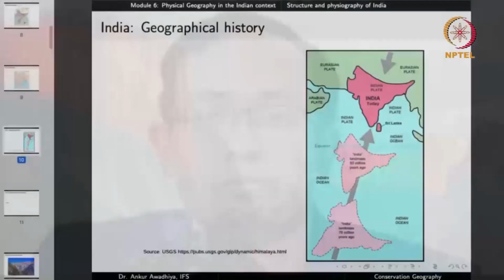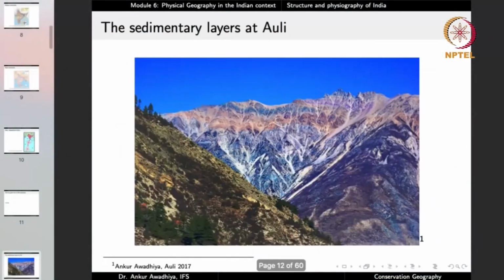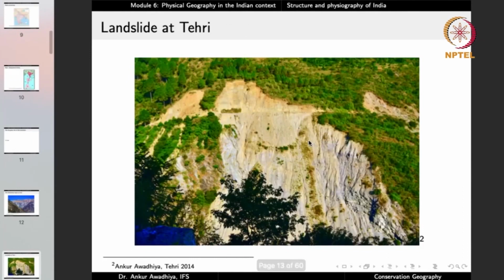So if you go to the Himalayas, you'll find that it has a large number of sedimentary rocks. You even find a large number of fossils in the Himalayas. Now these are those fossils that at one point of time were found in the Tethys Sea. So we can easily observe these sedimentary layers in a number of places. So here we can observe that these are in a large number of layers.